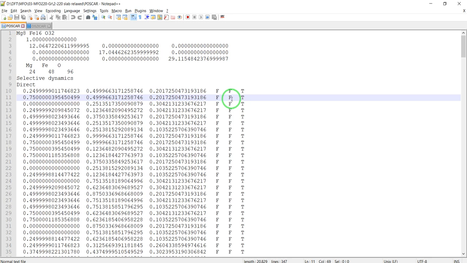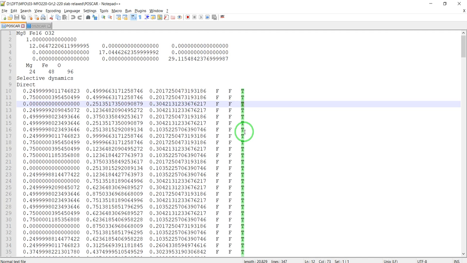Now, you can relax the structure and see the result. If you want to fix an atom, we use F. The relaxation can be in one, two, or three directions. After that, we can relax the structure.